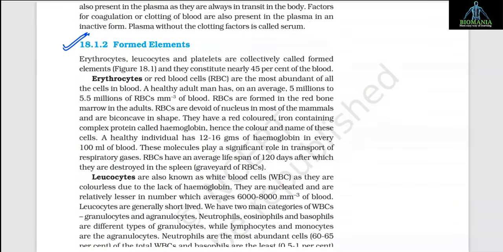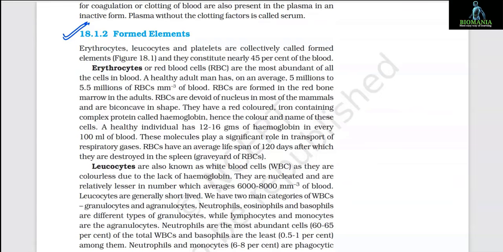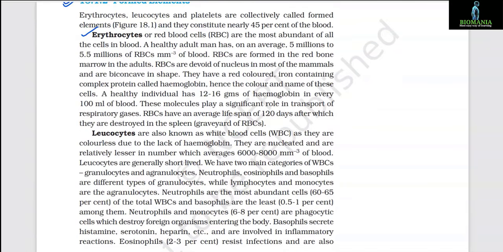18.1.2 Formed elements. Erythrocytes, leukocytes and platelets are collectively called formed elements, and they constitute nearly 45% of the blood. Erythrocytes or red blood cells are the most abundant of all the cells in the blood. A healthy adult man has on an average 5 million to 5.5 million RBCs per millimeter cube of blood. RBCs are formed in the red bone marrow in the adults.